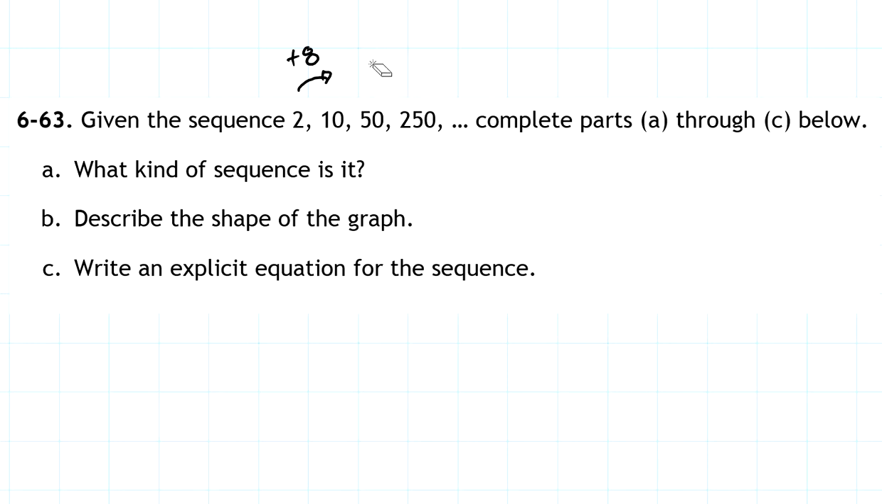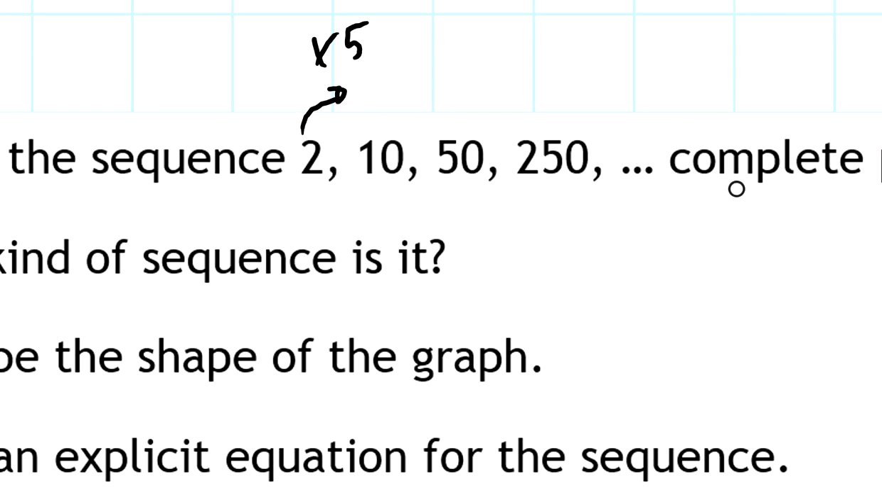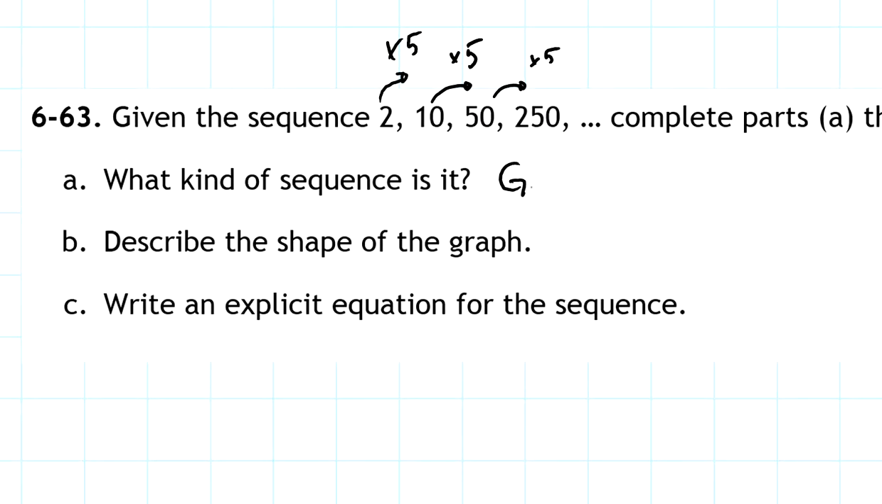So let's consider geometric. If I start at the number 2 and multiply by 5, 2 times 5 is 10. And then 10 times 5 does give me 50, and 50 times 5 does give me 250. So it is a geometric sequence. So I'll just write geometric.